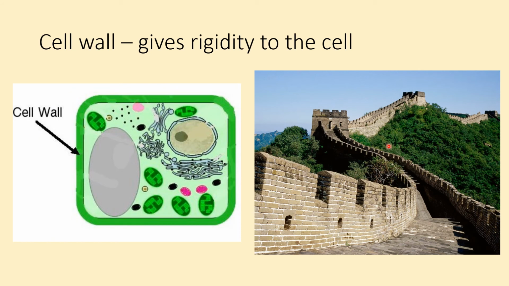The cell wall in a plant cell gives rigidity to the cell, and as I was saying earlier, it's on the outside of the cell membrane. So the cell membrane is on the inside of the cell wall, and it's doing its job of controlling what goes in and out of the cell, and the cell wall gives rigidity. So that's why plants don't have a skeleton like we do, or an exoskeleton like insects and crustaceans do. Their structure is provided by the cell wall of their individual cells.